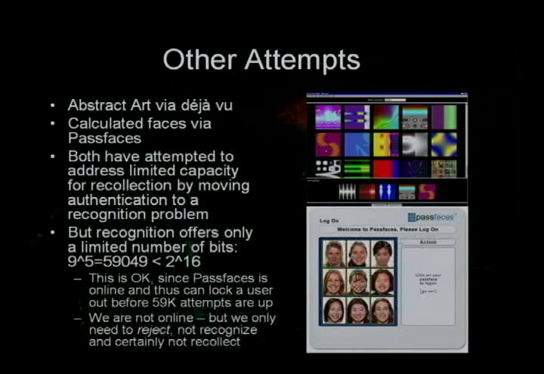Now the problem is that the amount of entropy that we can actually represent in pick the one that you recognize is surprisingly small, less than 2 to the 16. Now this is okay, because Passfaces is an online attack mechanism, and thus the user can be locked out, or an attacker can be locked out before their 59,000 tries are up. But SSH's requirement doesn't work like that. It's showing you a fingerprint, and offline you get to do whatever you want to try to break it. So we need something else.